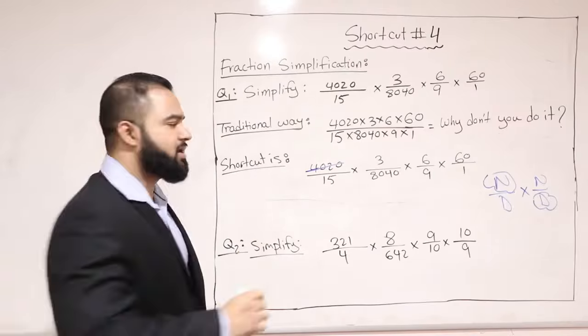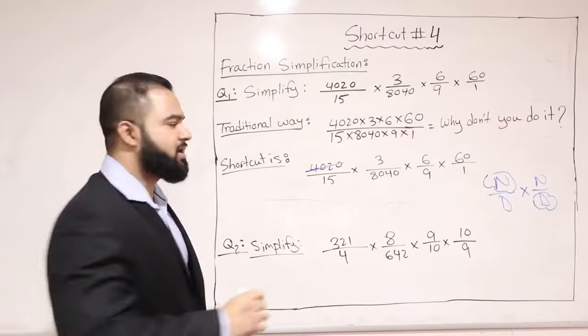Now let's do another cross simplification between 3 and 15. Is there a number by which you can divide both 3 and 15? Yeah, we can divide both 3 and 15 by 3. Let's divide 3 by 3. Then the 3 would become 1 because 3 divided by 3 is 1. Now let's divide 15 by 3. 15 divided by 3 is what, guys? 5.